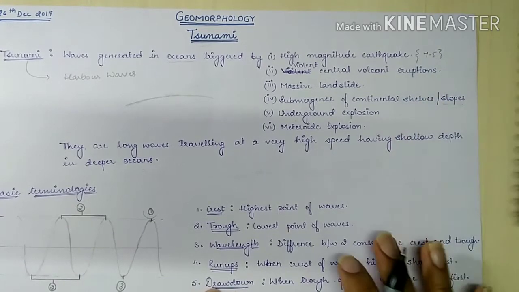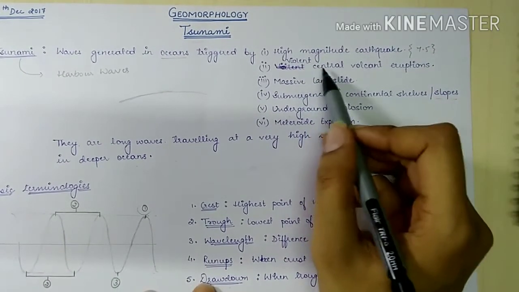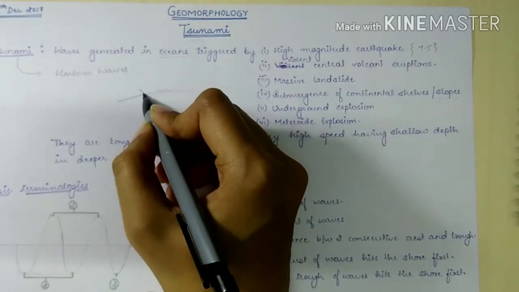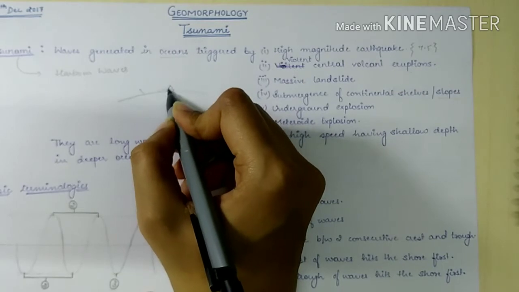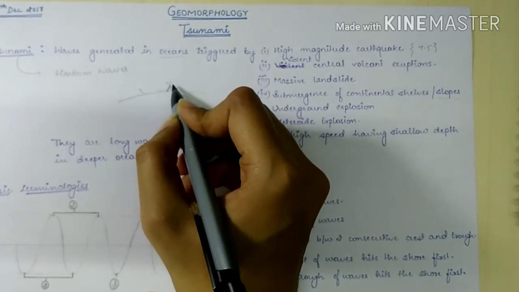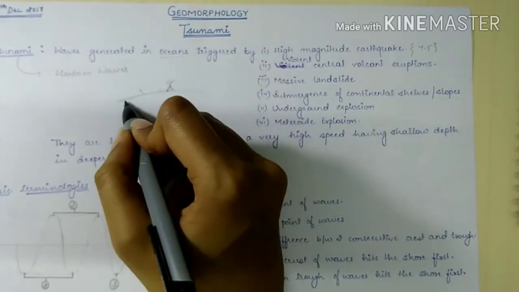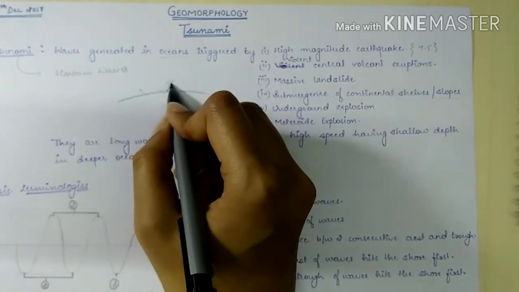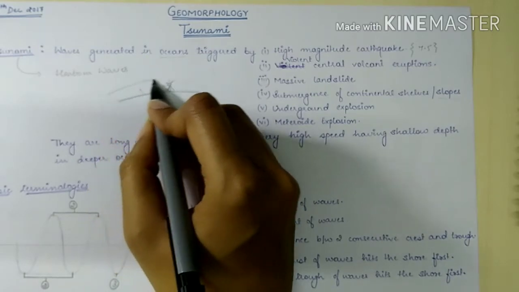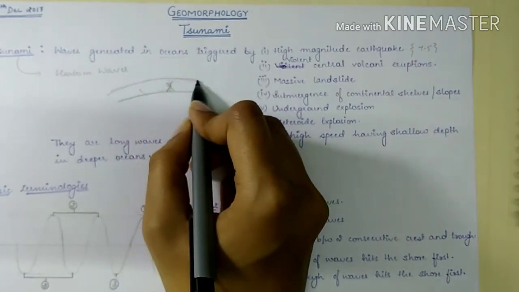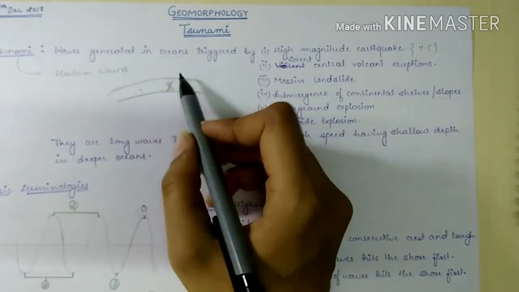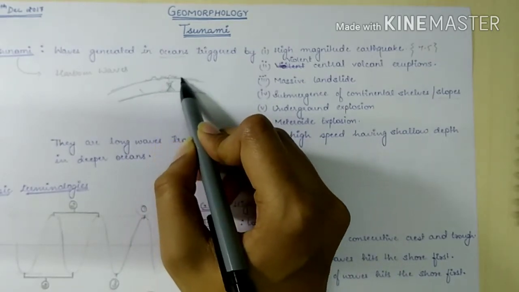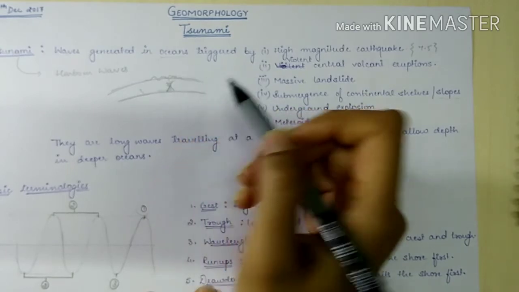Next is violent central volcanic eruption. So there are fissure volcanoes and there are volcanic cones. When volcanic cones erupt on the oceanic floor, because of this explosion, waves are generated on the surface of the ocean, and these waves are known as tsunami.